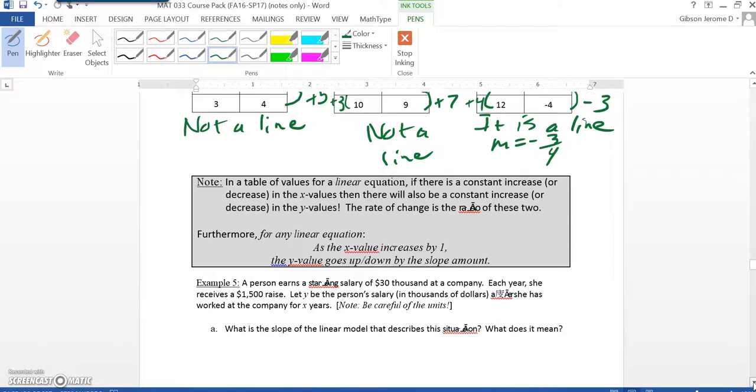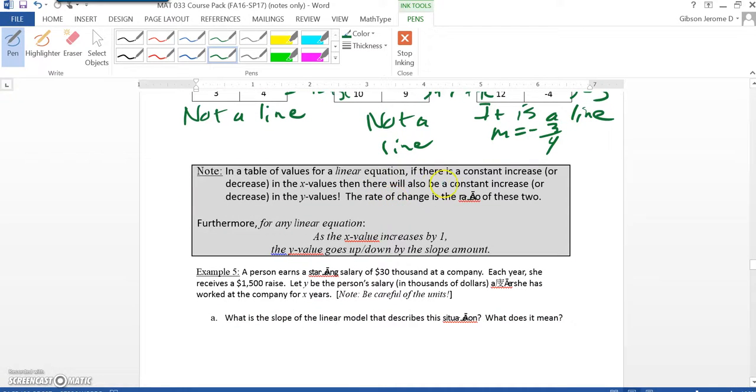Now it says, note, in the table of values for a linear equation, if there is a constant increase or decrease in the x values, then there will also be a constant increase or decrease in the y values. The rate of change is the ratio of these two. Furthermore, for any linear equation, as the x value increases by 1, the y value goes up or down by the slope amount.